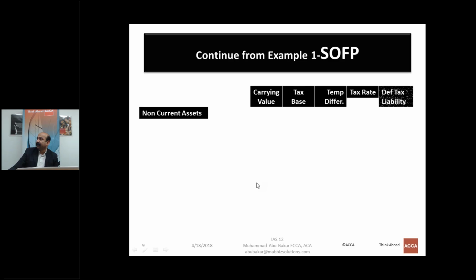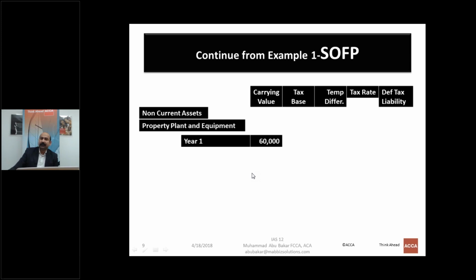Okay, let's see from the statement of financial position point of view. Our non-current assets carrying value at year one was 60,000. Why 60,000? Because 75,000 was the cost, and we reduce it by first year depreciation of 15,000. So this will give us 60,000.